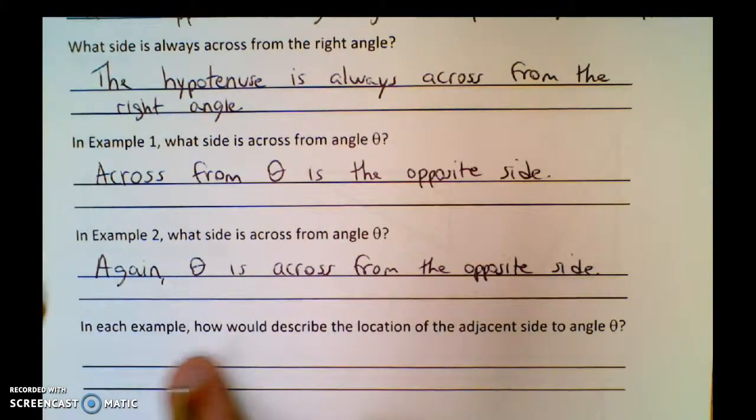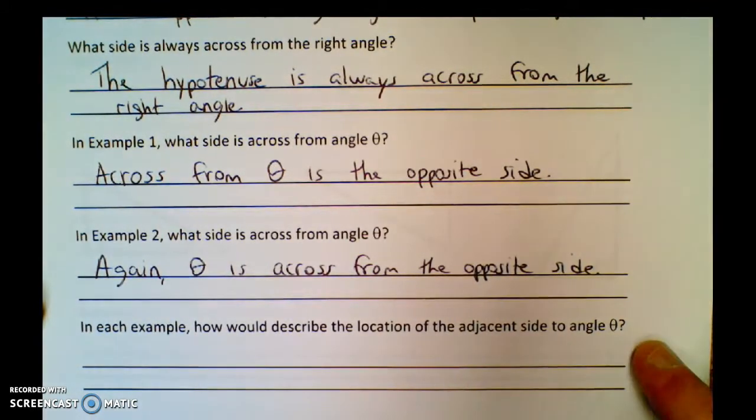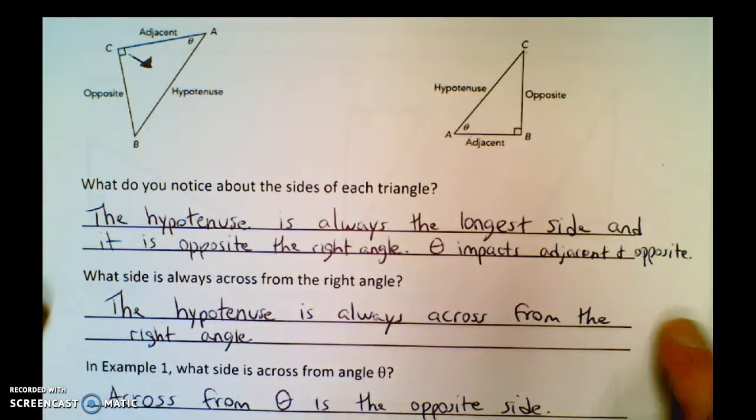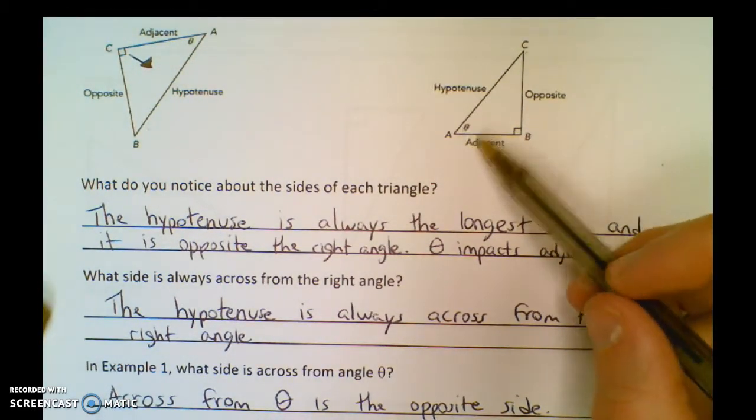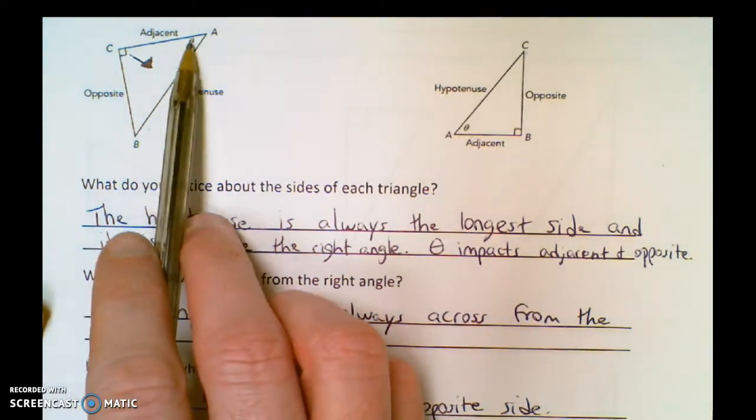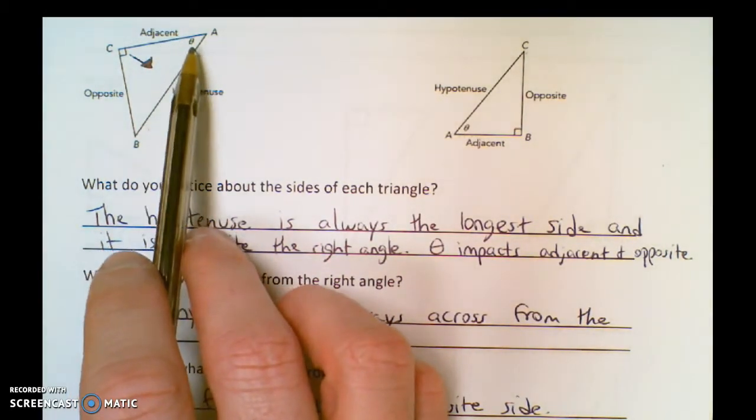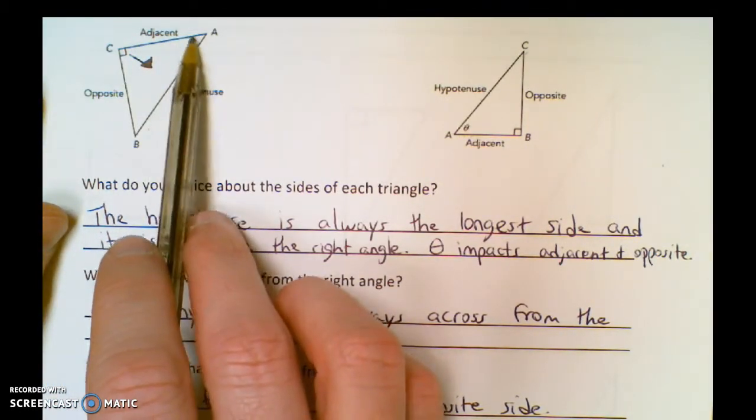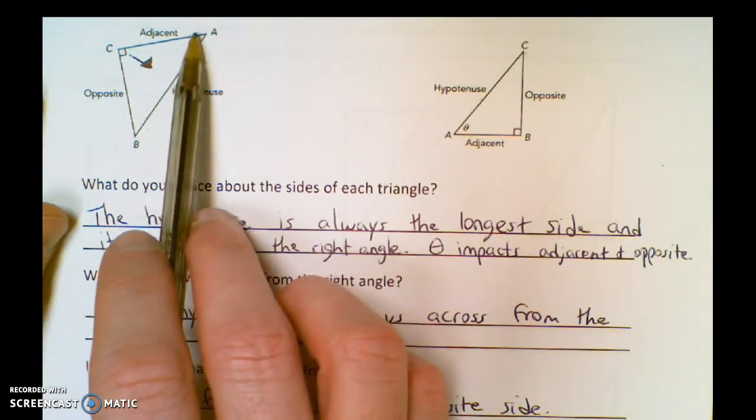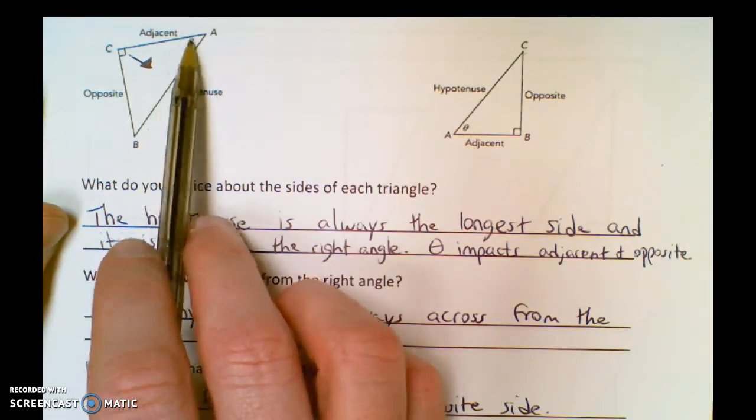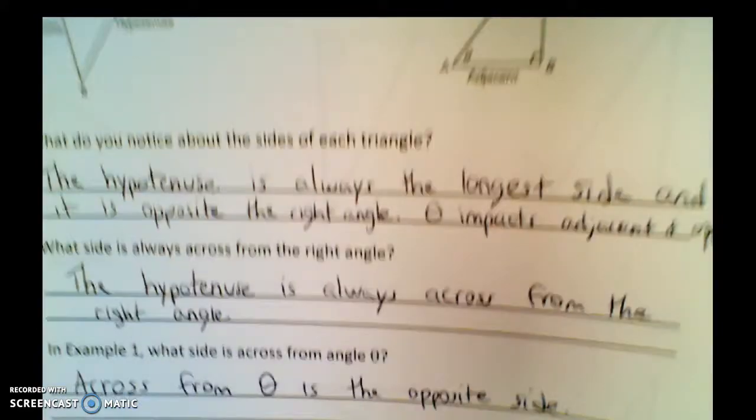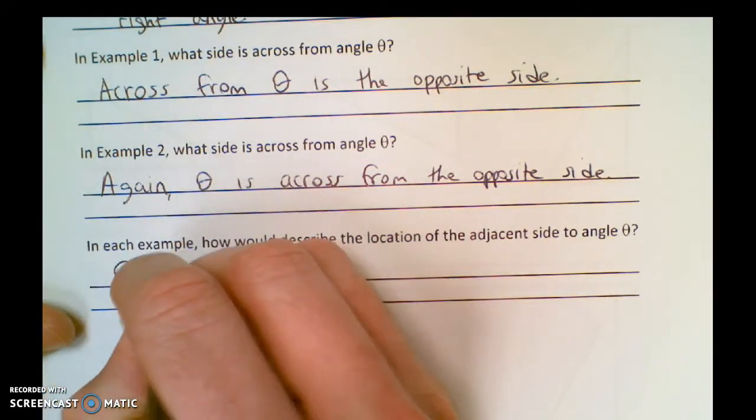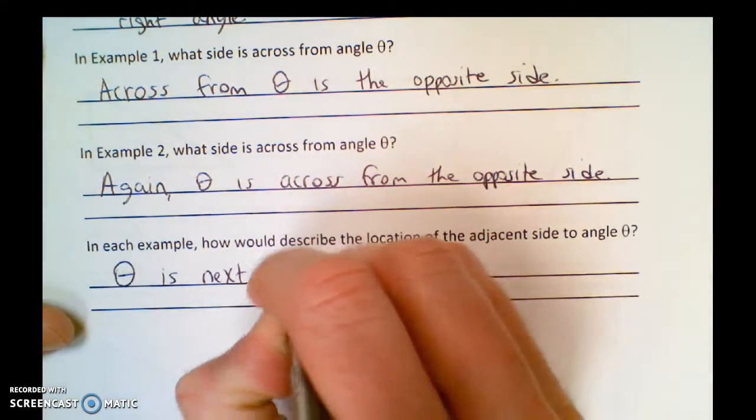In each example, how would you describe the location of the adjacent side to angle theta? So let's look at the adjacent side and theta. So here's theta, here's adjacent, here's theta, here's adjacent. One way that I look at this relationship is that theta is always touching the adjacent side. The angle, the two sides that make theta, one of them is the adjacent side. So theta is next to, that's what adjacent means, the adjacent side. So theta is next to adjacent.